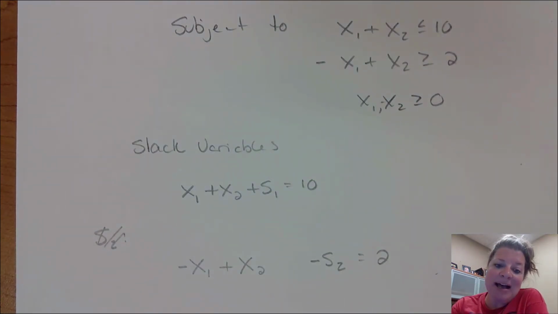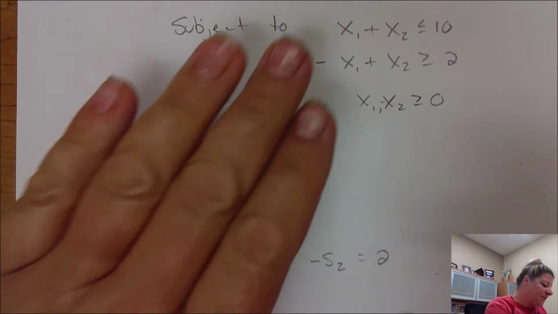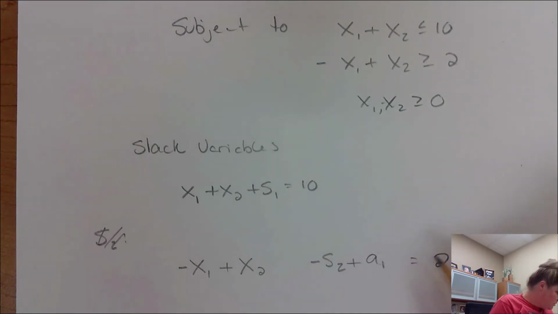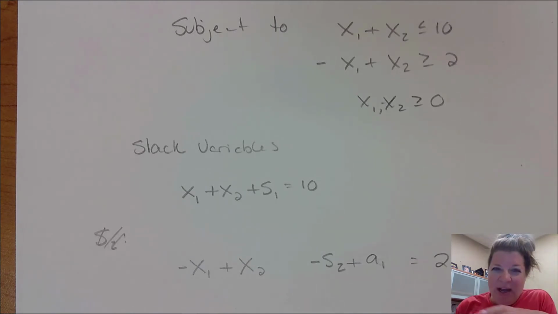So what became different? I can't write it as a positive. I have to write it as a negative s2. And if I include this s2, I'm going to have to add in what we call an artificial variable. The whole point of an artificial variable is it has absolutely no meaning, but it allows us to use the simplex method with this negative s2. Basically, it's kind of like a placeholder.